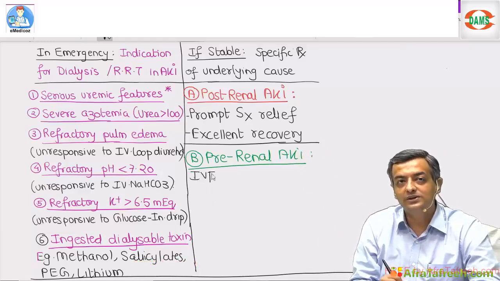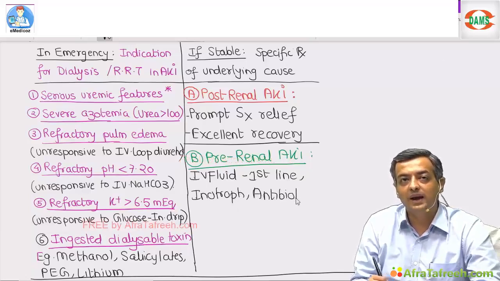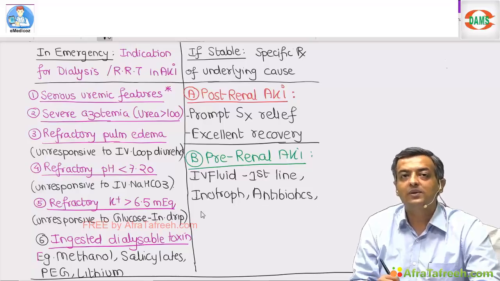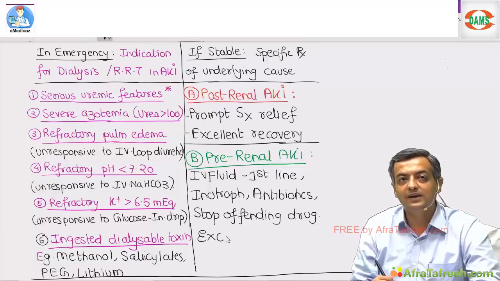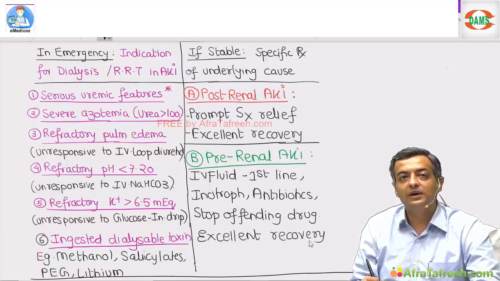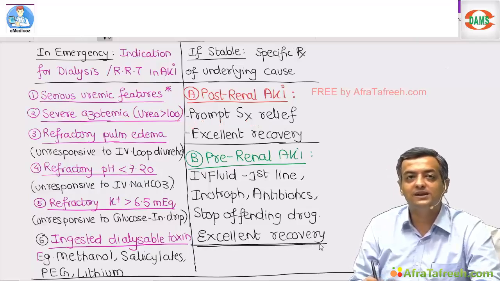So how can I reverse it? IV fluid is the first line of treatment. If it does not work, I am going to start the patient on inotrope support and broad spectrum antibiotics. I am also going to stop the offending drug, if any. And still what will I get in return? Excellent recovery. I am going to get excellent recovery. That means this one also survived.